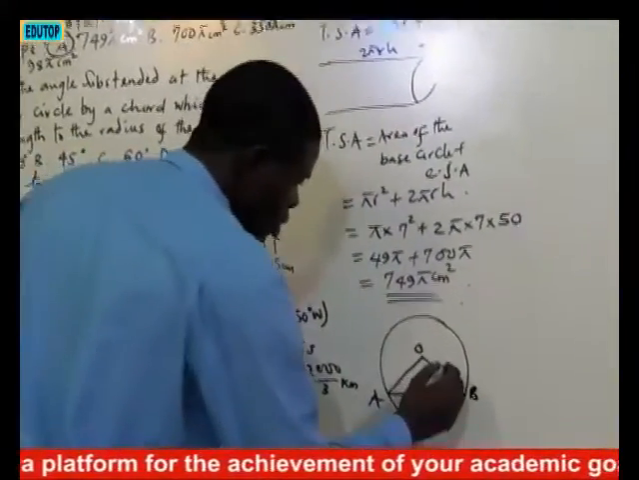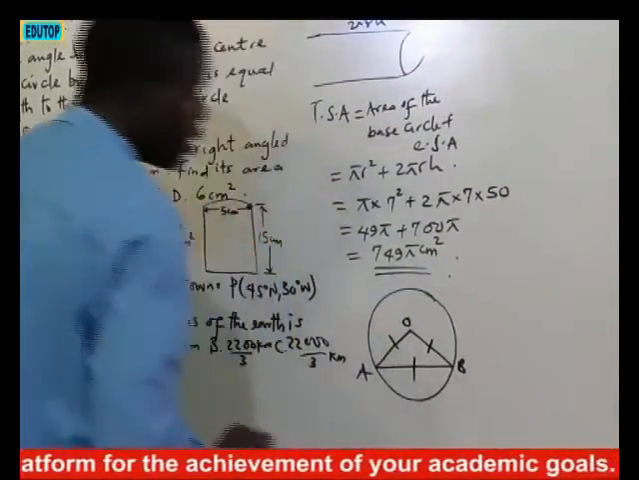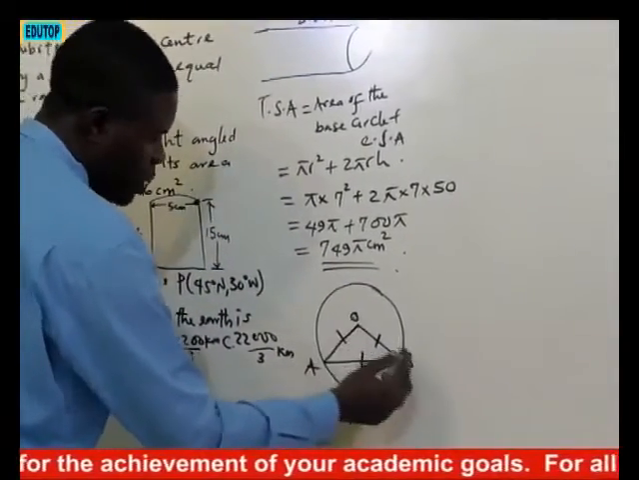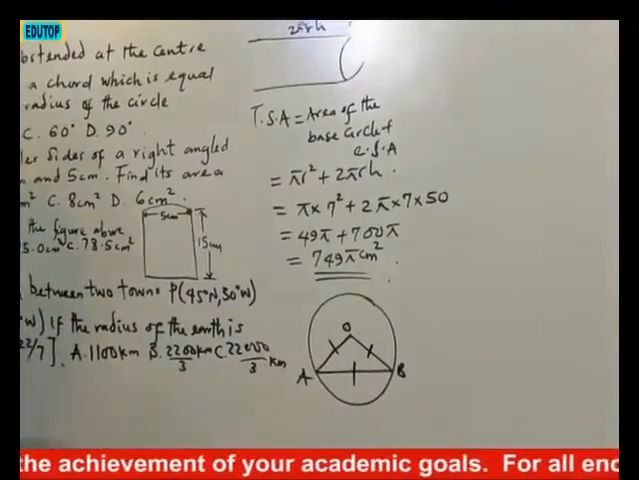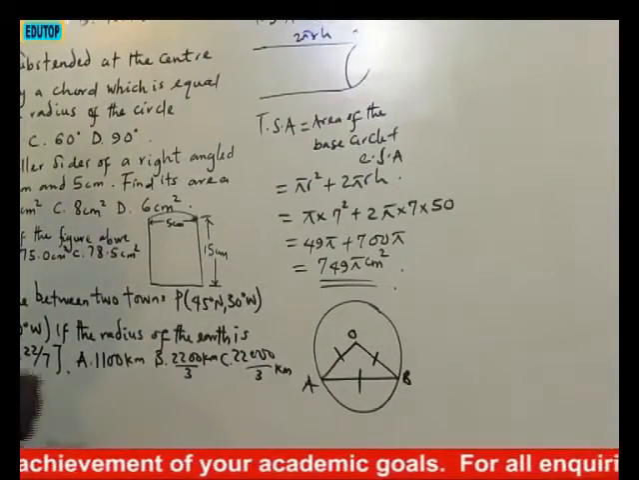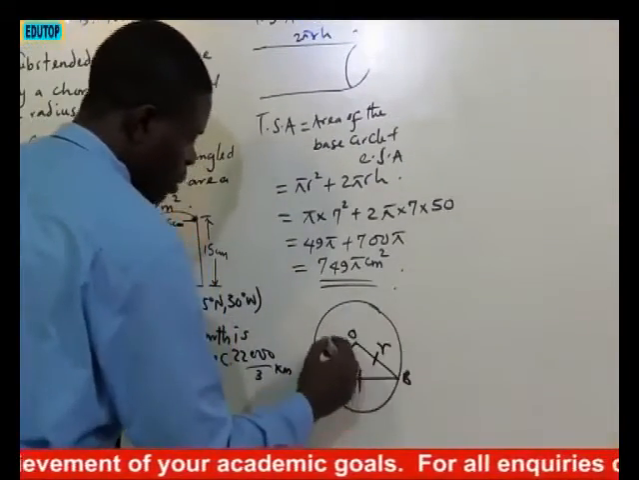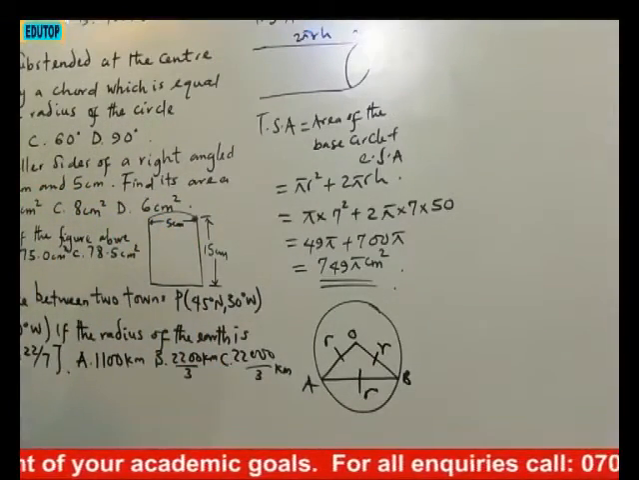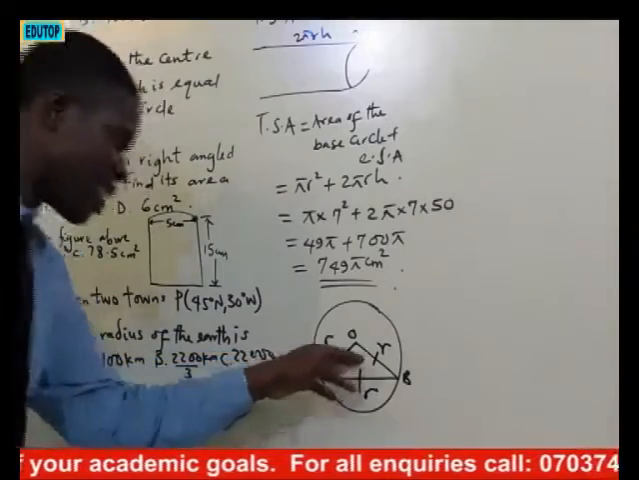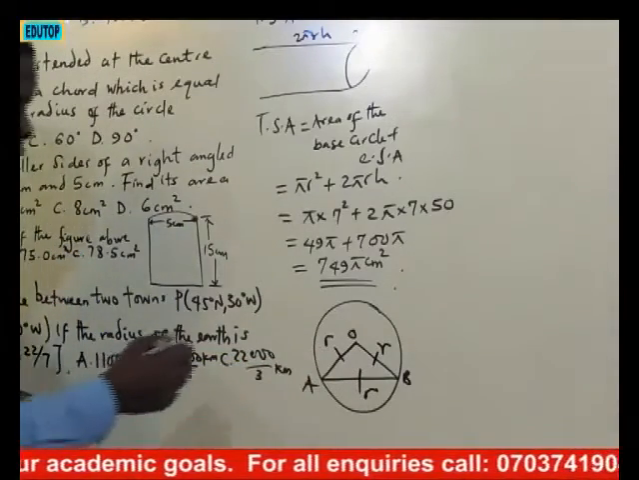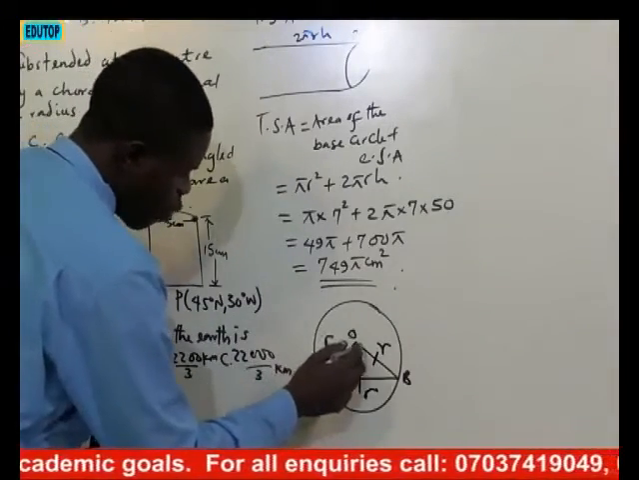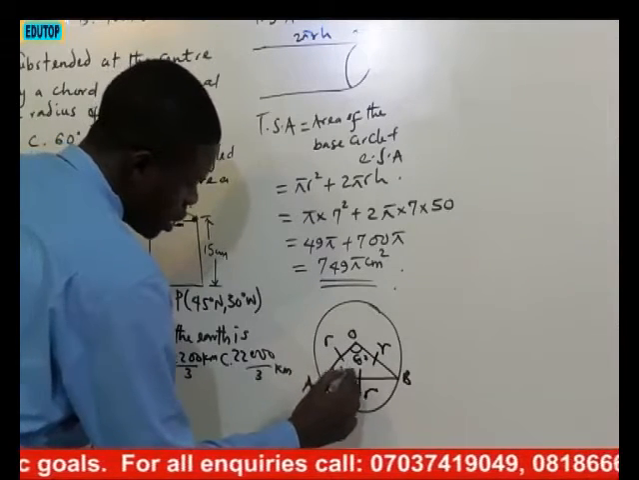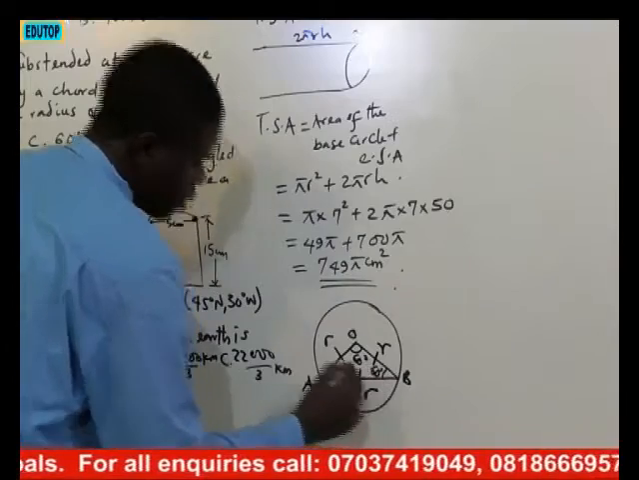We have the radius here. So that means the length of the chord, which is AB, is equal to OB and OA. So this side is r, this side will be r, this side will also be r. So what kind of triangle are we having? We are having an equilateral triangle. And one of the properties of an equilateral triangle is that each of the angles is 60 degrees.